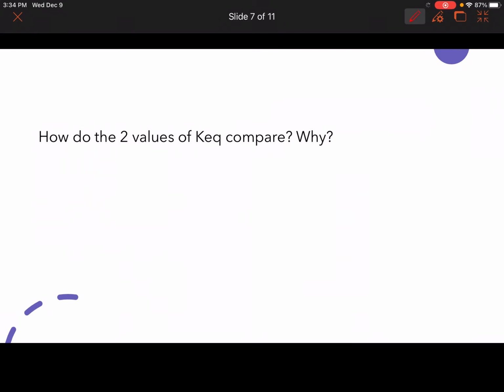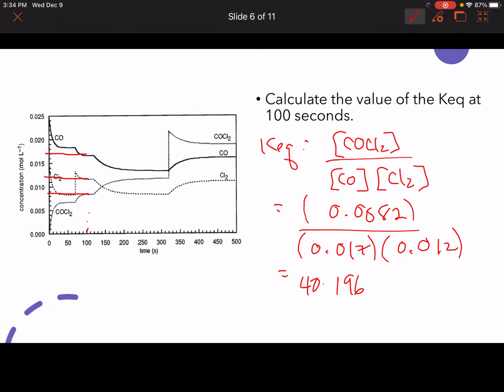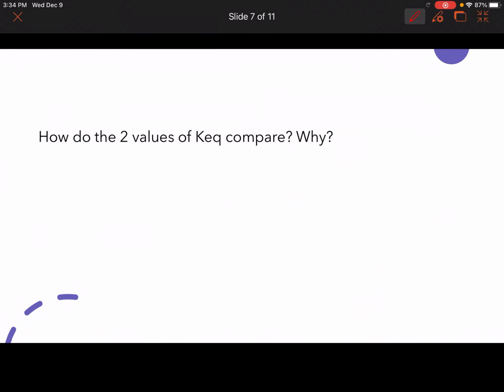Now, next question is, how do the two values of KAQ compare? So I've got 40.1 and I've got 46. Now, if I wasn't working with a stylus on an iPad here, these numbers would be closer together because in theory, they should be very close to equal.